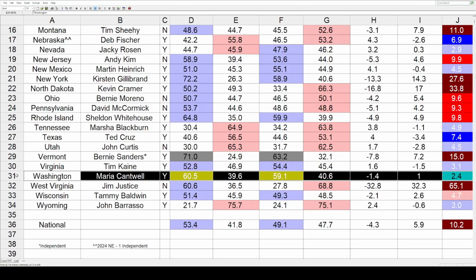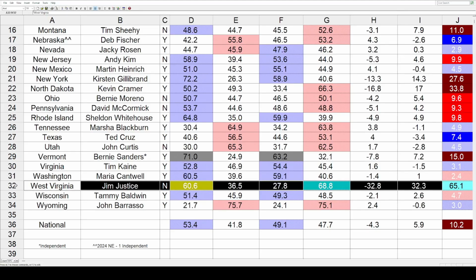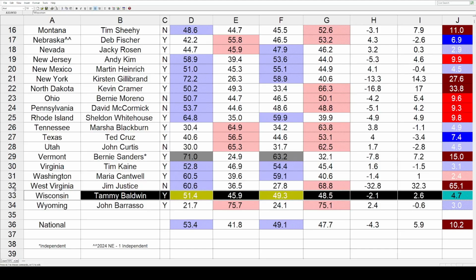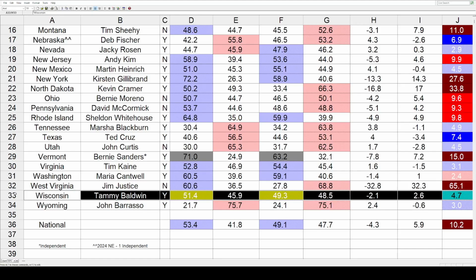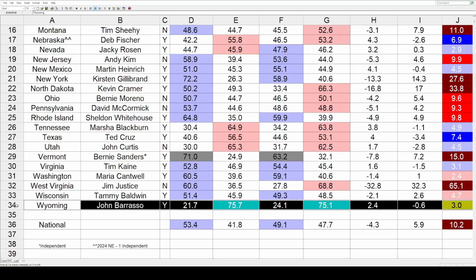In Washington, that state got redder by a mild 2.4. West Virginia had by far the biggest shift out of all the states. Back in 12, that was won in a landslide by Joe Manchin. But in 24, it was an even bigger landslide for Jim Justice. If you add all that up, we're looking at an astonishing 65.1 toward the Republicans. In Wisconsin, it also got redder, but by a much less significant 4.7. And in Wyoming, that state managed to get just a little bit bluer by an even 3.